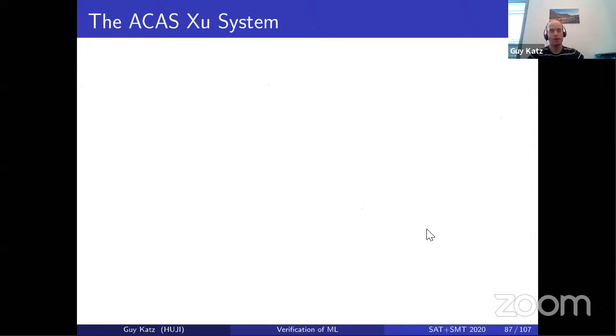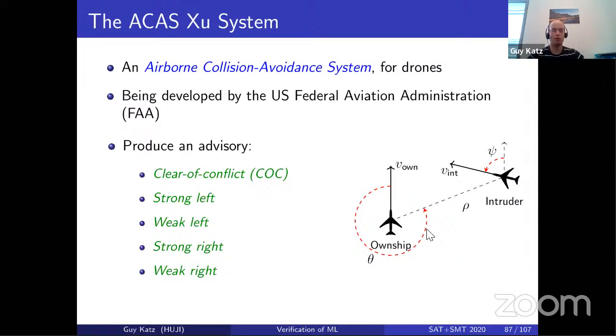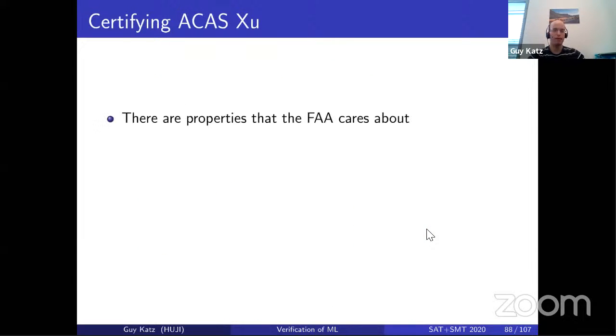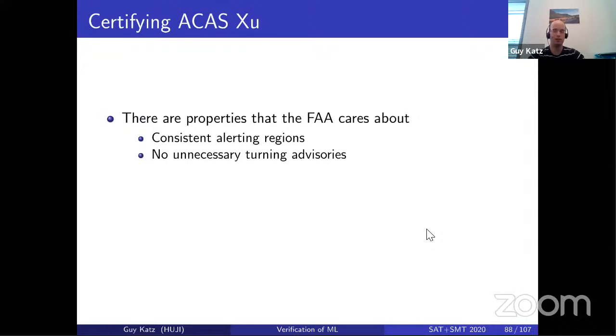Okay. So let's get back to the ACAS-XU system. So this is just to remind you what that system was. So remember the drones and the anti-collision system where it needs to tell you if you turn left or right. So the FAA implemented this system using a family of 45 deep neural networks. And what they wanted to prove for these networks was that the alerting regions are consistent, right? So the network doesn't switch between advisories when it doesn't have to.